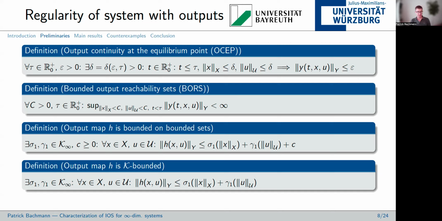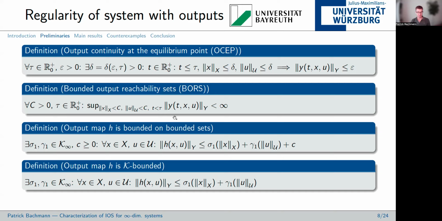The next property is bounded output reachability sets, which basically means that when we choose bounded inputs and a bounded initial state, then in finite time we will stay uniformly bounded. So for all possible outputs, we will remain finite. Okay, and the last two properties are directly referring to the output map H. So this is maybe a bit easier to understand.